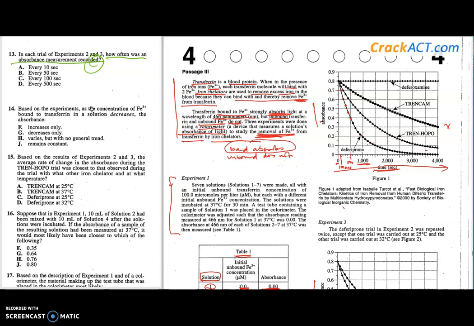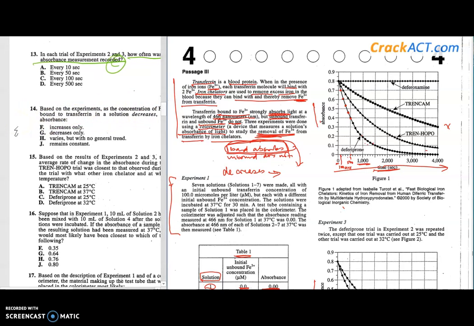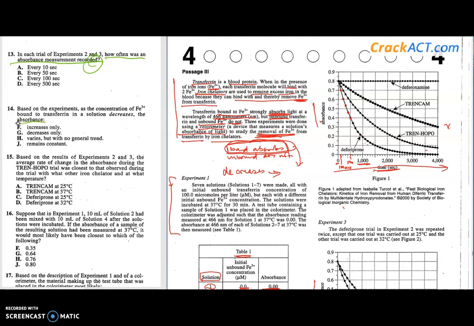So if it's decreasing, then the absorbance is decreasing, right? Because bound absorbs, we've got that. If it decreases, then... Where is it? As the concentration of the bound thing in the solution decreases, the absorbance, that's the word I was looking for. The absorbance is going to decrease as well.